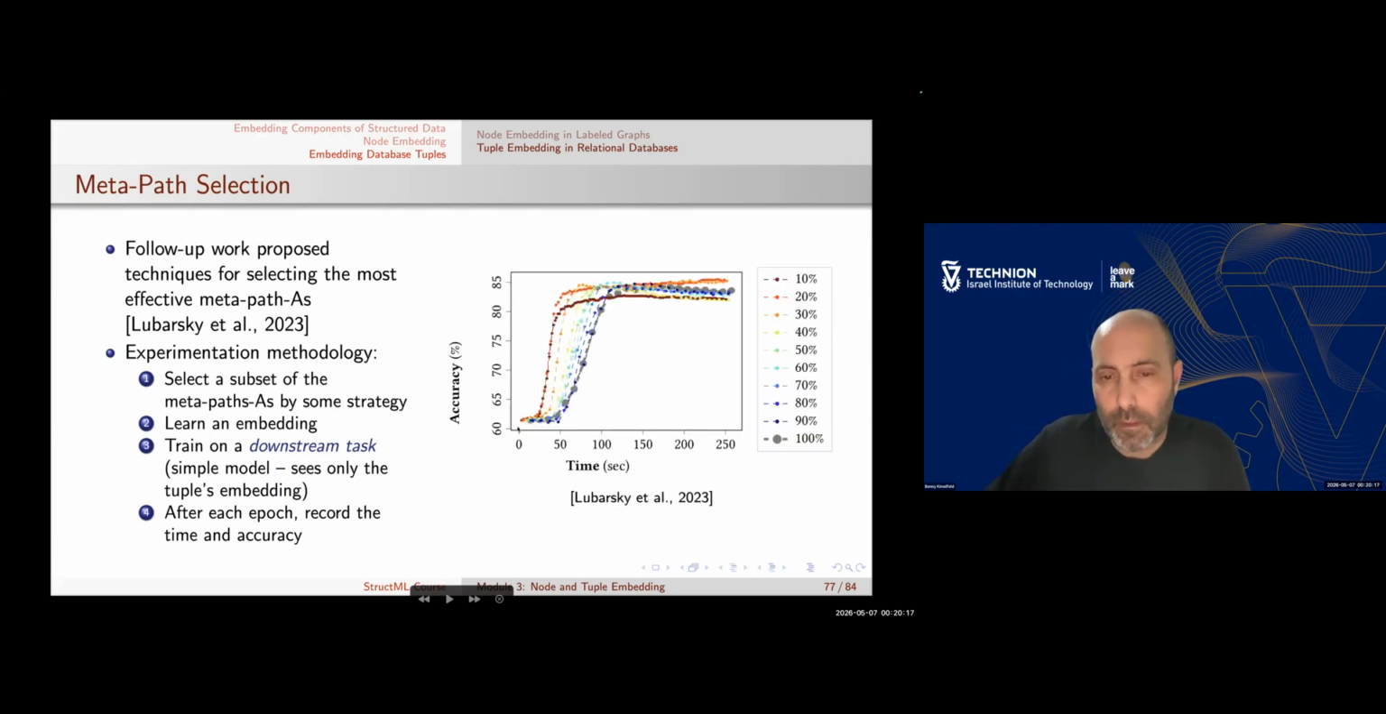So what you get in the end are different examples like that. Every line or every color uses a different percentage of the original metapaths. You can see that, for example, the gray part is what we get by using all of the metapaths, and the red is what you get by using 20%. So with 20%, you learn much faster, and you even get to better results in the end.